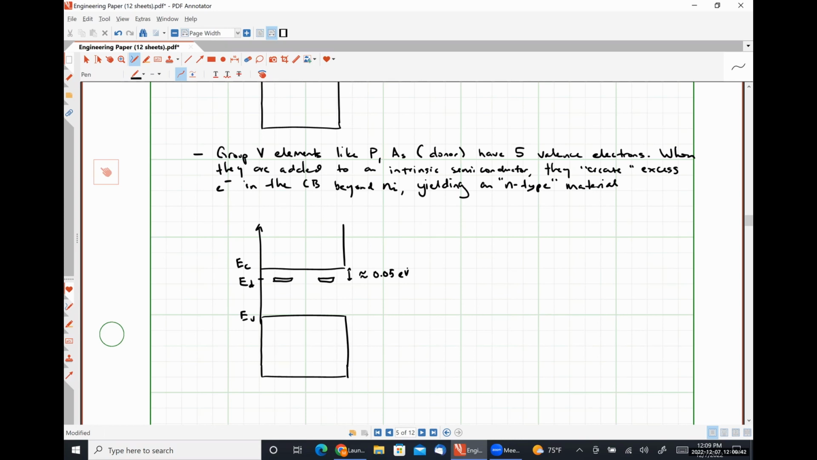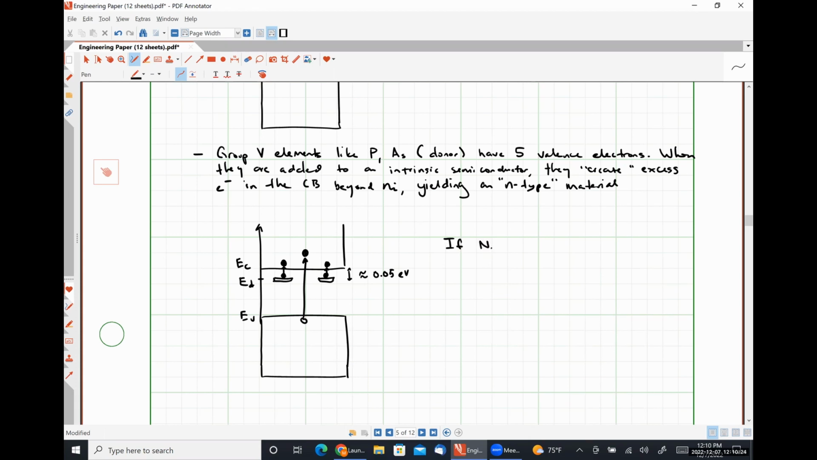And what we're going to see is that since these donor dopant atoms have 5 electrons in their valence band, that 5th electron can easily be excited up into the conduction band. And once again, this happens alongside the thermal generation of electron hole pairs. And so in these N-type materials, we wind up having an abundance of electrons that are available for conduction.